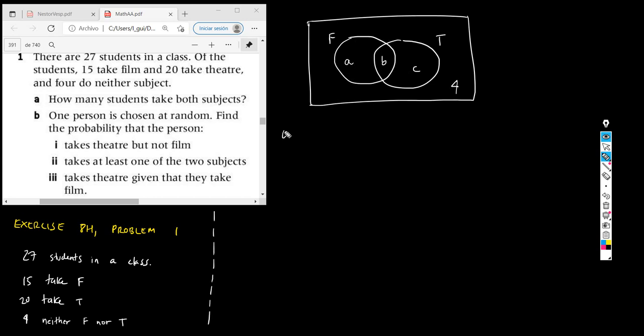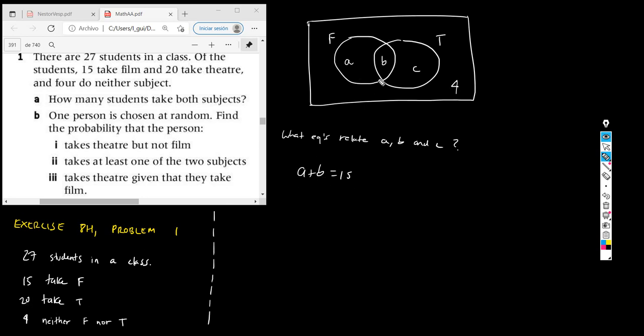What do I know? What equations relate A, B, and C? Can I write some equations relating these three variables? Yes, we can. I know that 15 students take Phil, so that means that A plus B should be 15, right? Because I have 15 students inside this circle, and this circle is composed of both A plus B. So this must be true.